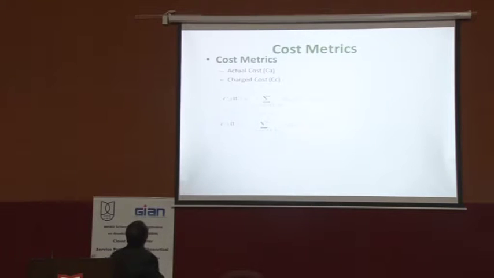Cost metrics. There is actual cost and there is charged cost. The actual cost depends on the virtual machine, the size of the virtual machine and how many you use. So if you're using 4 of them, for example, you need to sum up. This is the start time of the virtual machine you used, and this is the end time. So you get the time for each one of them, and then you sum up. That gives you the actual cost of the workload time.